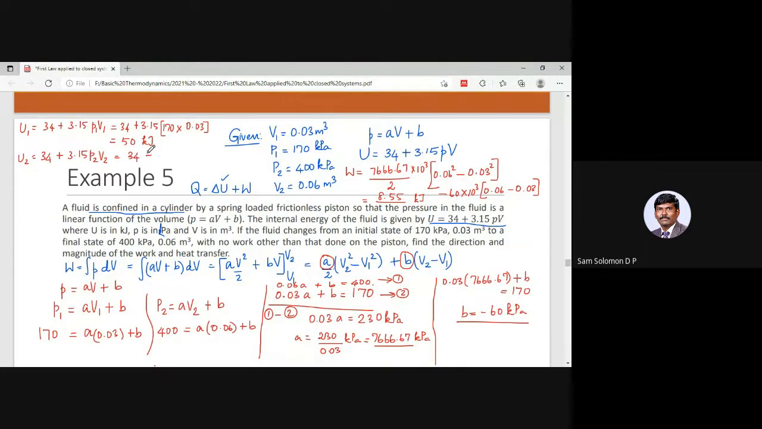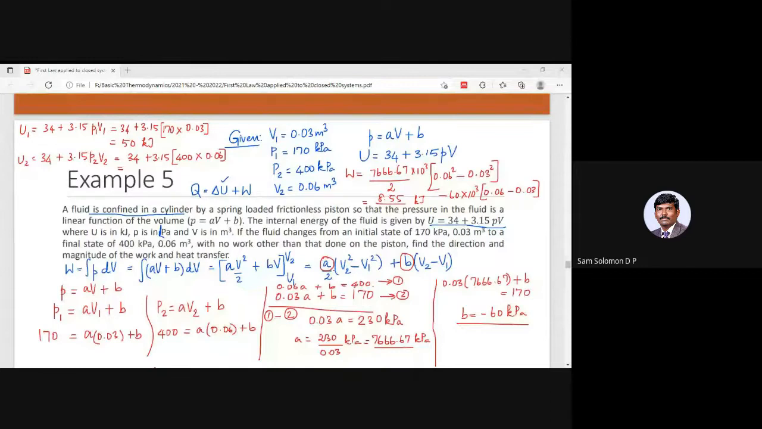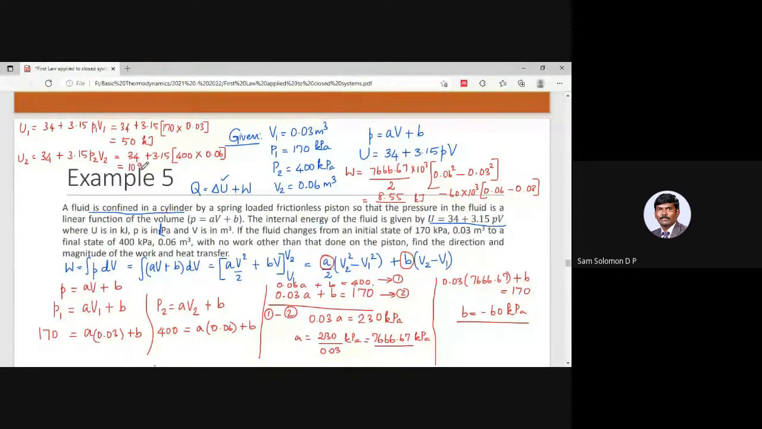U2 is 34 plus 3.15 P2V2. So 34 plus 3.15 times 400 multiplied by 0.06. So this should give you the next result. 400 into 0.06 multiplied by 3.15 plus 34, which is 109.6 kilojoules. So delta U is U2 minus U1, final state minus initial state, 109.6 minus 50. So that should be 59.6 kilojoules.